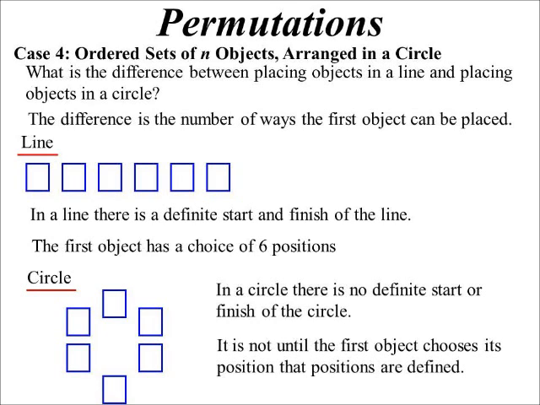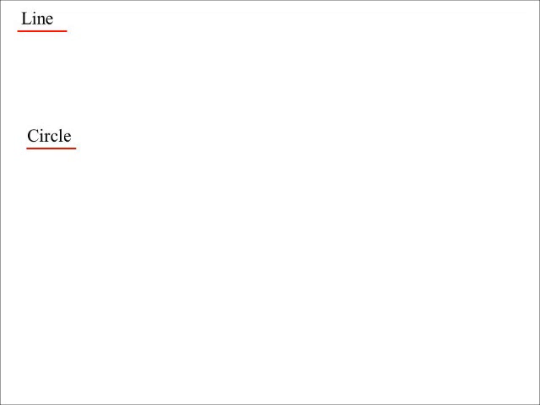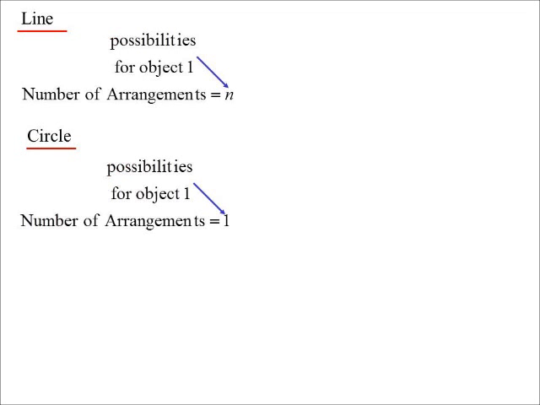Now, once the first object's in there, then I can define the other positions, because I can say, okay, I've got one that's 1 to the left of the object that's in there, or 2 to the left, and so on. And so then it becomes like normal. So it's all to do with the first object. So line, number of arrangements, first object, n possibilities, as we saw. But in a circle, it's now just going to be one possibility. Put the object in the circle.